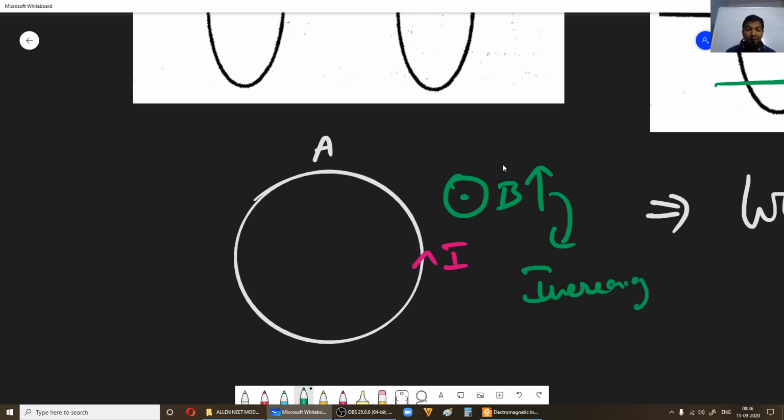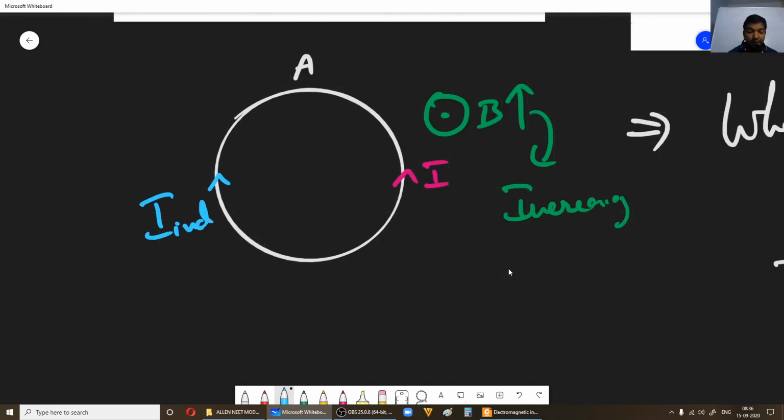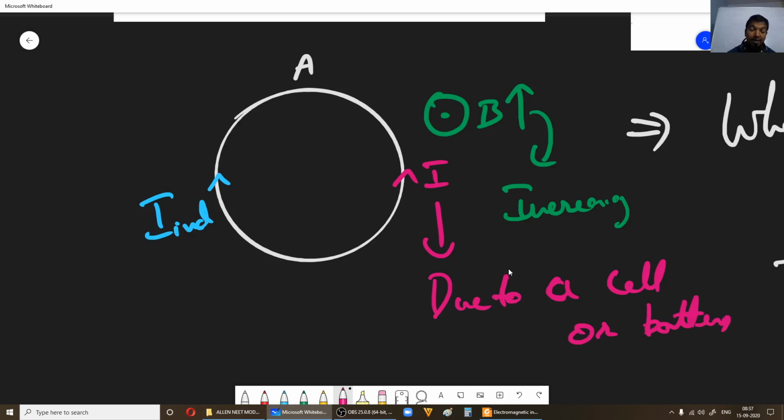Now the induced current has to flow in such a way that it will decrease this increasing magnetic flux, is it not? So therefore, what is the only choice? The induced current has to be in this way. I-ND stands for induced current. If you want, you can write in your notes. So this is due to a cell or battery, which is responsible for the current even when the coils are not moving. Now this is due to induced EMF.